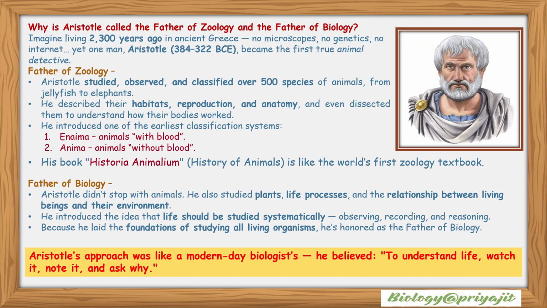Aristotle studied, observed, and classified over 500 species of animals, from jellyfish to elephants. He described their habitat, reproduction, and anatomy, and even dissected them to understand how their bodies worked. He introduced one of the earliest classification systems, Enaima, that is animals with blood, and Anaima, that is animals without blood. His book, Historia Animalium, or History of Animals, is like the world's first zoology textbook. So that's why he is called father of zoology.